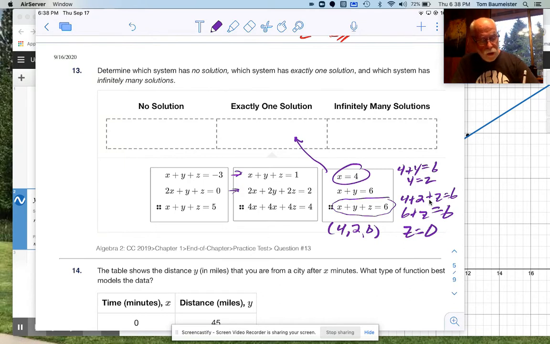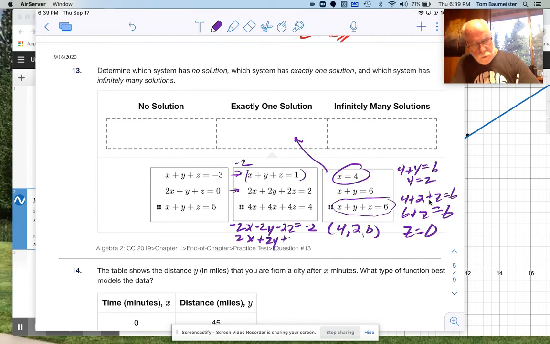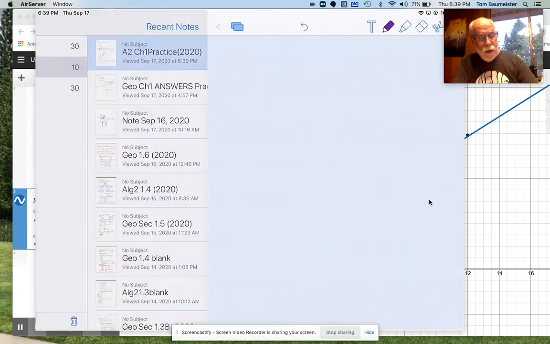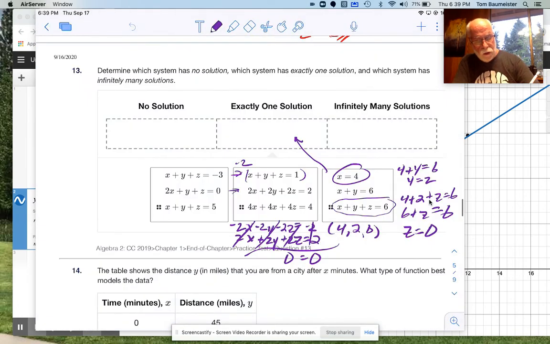So if I multiplied the top one by -2, I'd have -2x minus 2y minus 2z is equal to -2. And if I added that to the second one, I would get everything going away on this side. I'd get those going away, so 0 equals 0. Remember, when I have 0 equals 0, that gives me infinitely many solutions.